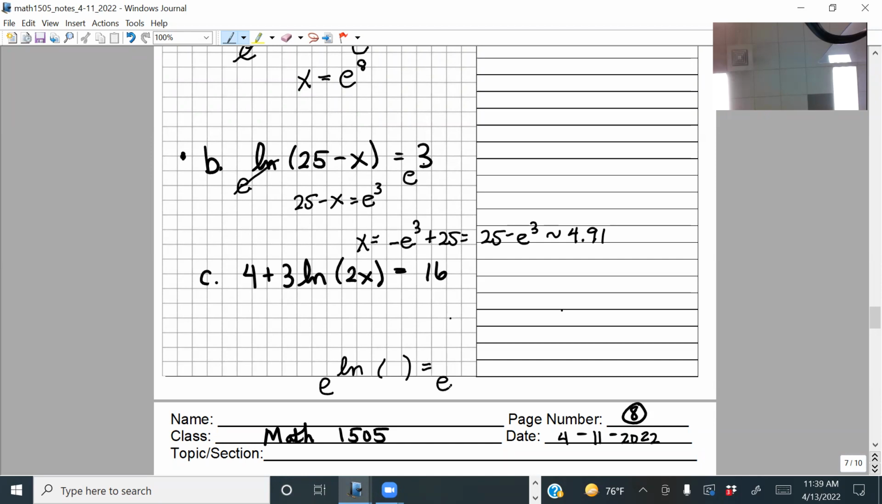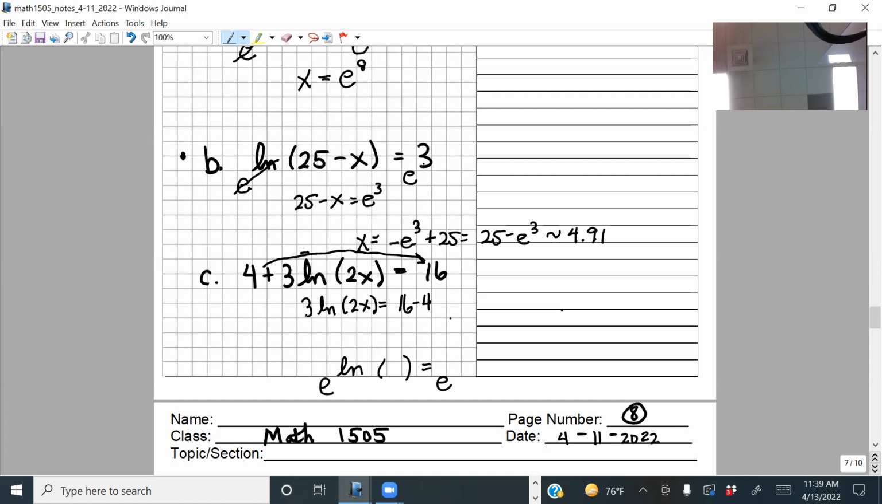Okay, so let's see, what can we do? I think that seems pretty easy here, right? I need to get the 4 off of the left-hand side. So let's move the 4 over to the right. So we get 3 times natural log of 2x is equal to 16 minus 4, which of course is 12.